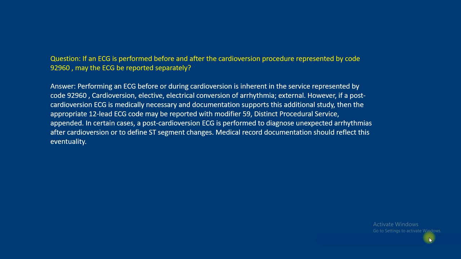Sometimes, based on the patient's condition, the patient may have an ECG after cardioversion. At that time, we need to check for medical necessity. What is the reason for that ECG? For example, if the patient still has arrhythmia after the cardioversion, or if the physician wants to analyze more, he may perform an ECG. In that case we use the 59 modifier along with the ECG, and we also need to provide separate or distinct medical necessity using the ICD-10-CM code.